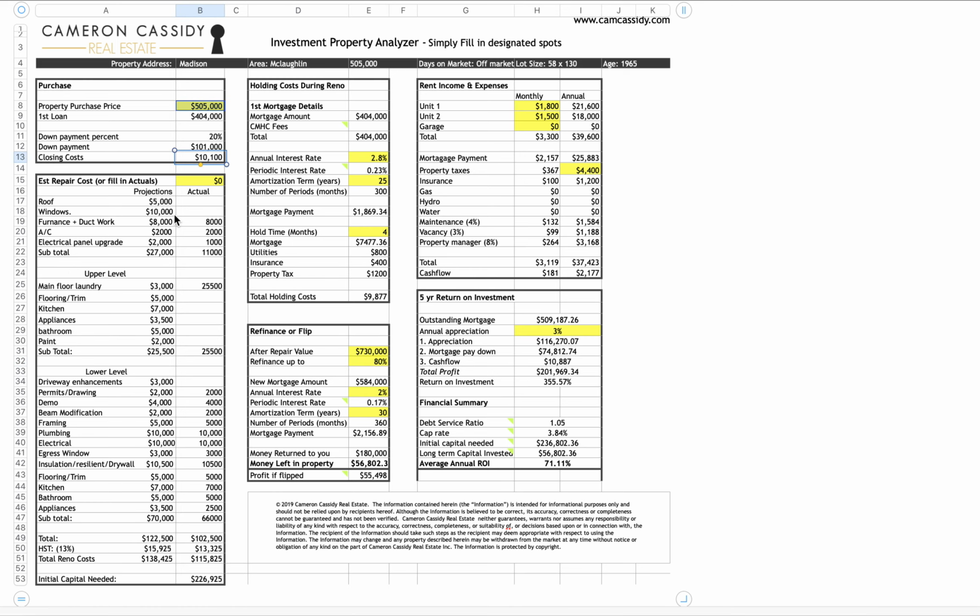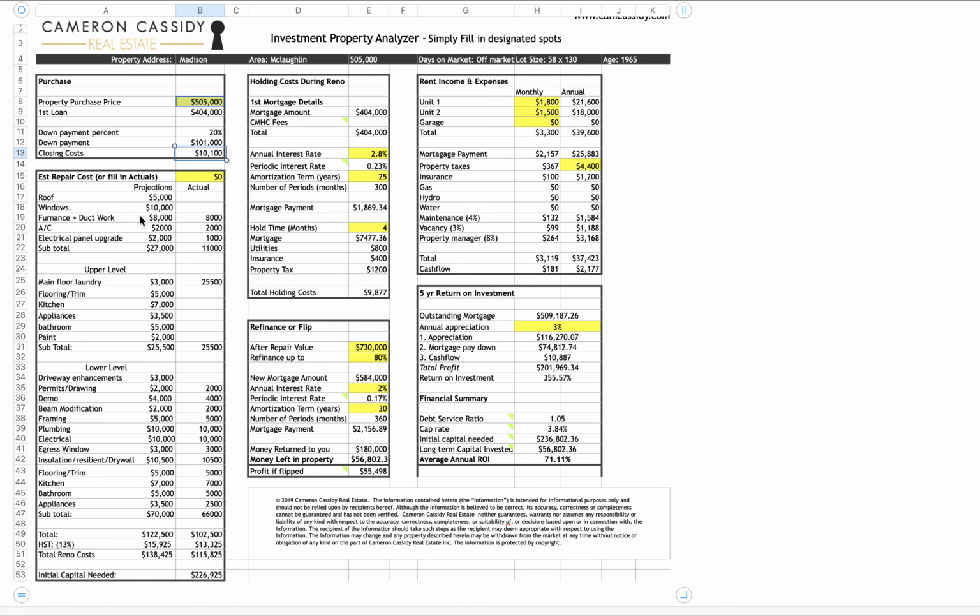And then we're going to look at what our estimated costs are. So on the left here, you can see kind of projections of roughly what things would cost. So, I mean, a roof at $5,000, that could fluctuate based off the size of the house. So what your actuals are, what you think you're going to pay. So furnace and duct work, if it is 8,000, you can kind of get an idea. New AC being 2,000, electrical panel upgrade.